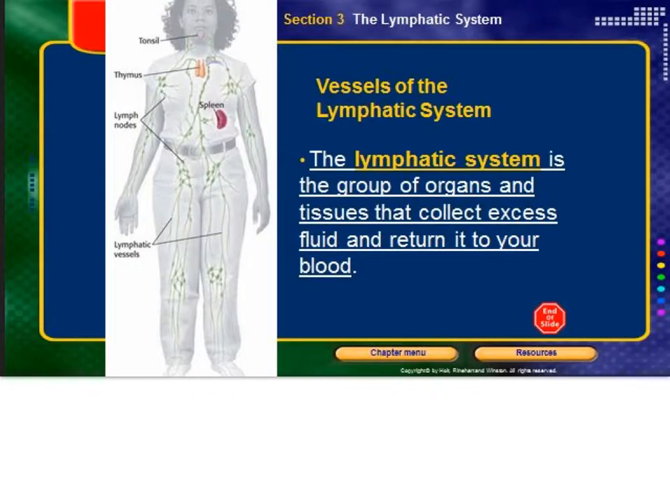Note that the lymphatic system is the group of organs and tissues that collect excess waste fluid and return it to your blood. So if you notice, it travels throughout your body. And this just shows you the big lymph vessels, but they get smaller and they go throughout your body. They collect excess fluid from your blood, and they clean it out, they filter it, and then they return it to your blood. So it's a way of filtering your blood. Well, one way of filtering your blood.